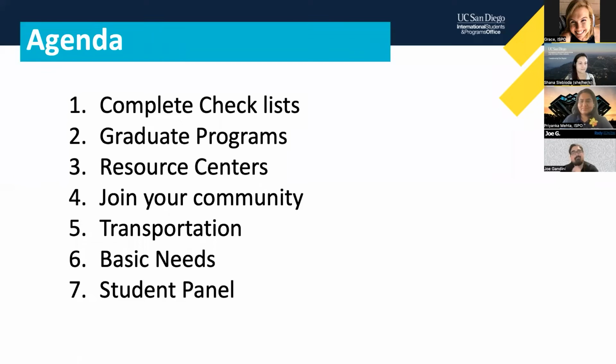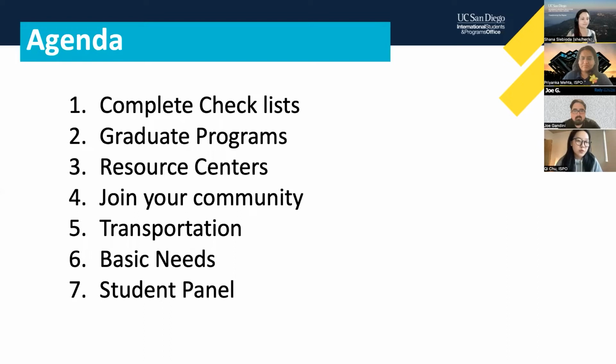So the agenda that we have currently is, first, to complete the checklist for students. And also we will talk about the different graduate programs we have and the resource centers UCSD currently has for international students. And fourth, we will have a section about how to find and join your own communities during your life here. We will also cover some transportation information and some basic needs information. And in the final part, we will have a student panel and invite current postgraduate and PhD students to talk about their experience here at UCSD.